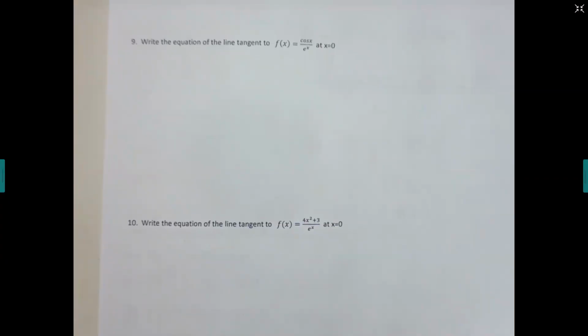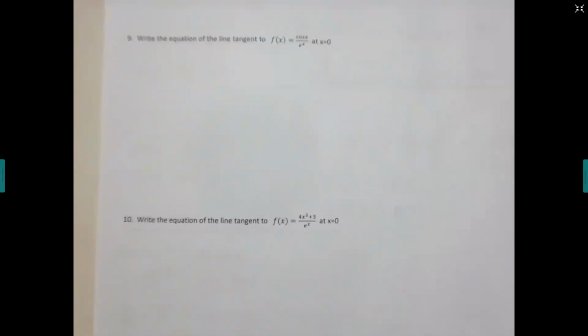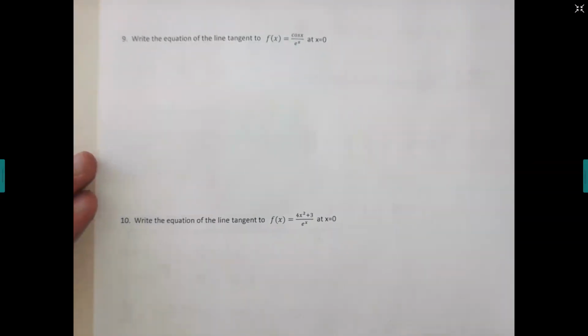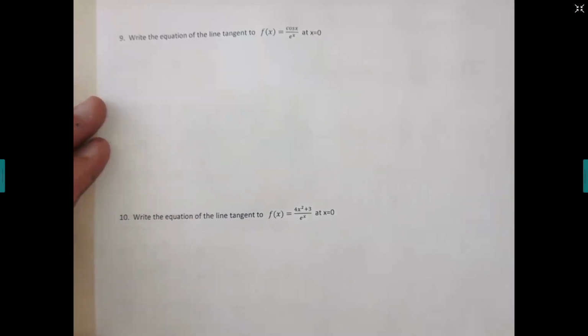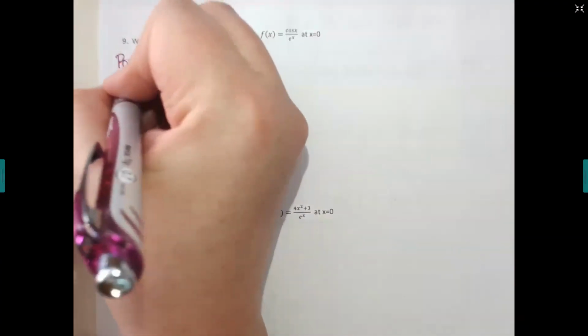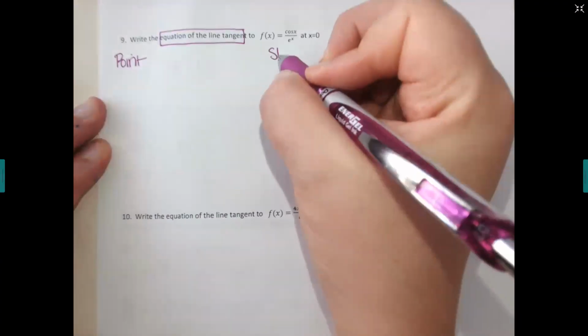Okay, one of the things that's gonna come back up on your CIA, besides all the limits and stuff that we've been doing, is writing equations of tangent lines. Can you remind me, please, of the 2 ingredients that I need to write the equation of a tangent line? The slope and the point. Okay, point and slope. Very good. I'm gonna find the point first. We'll find the slope second.